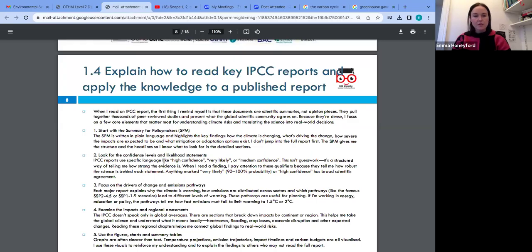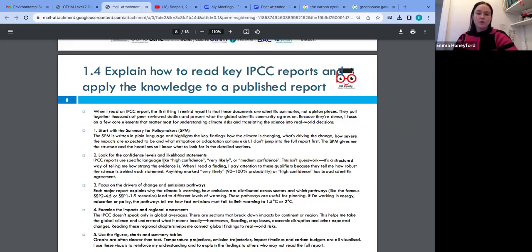So for the third section, the focus is on the drivers of change and emissions pathways. Each major report explains why the climate is warming, how emissions are distributed across sectors, and which pathways, like the famous SSP2-4.5 scenarios, lead to different levels of warming. So there are different scenarios leading to different levels of warming, so it's important to understand there's different ways of getting there. These pathways are useful for planning. So if I'm working in energy, education, or policy, the pathways will tell us how fast emissions must fall to limit warming to 1.5 degrees or 2 degrees.